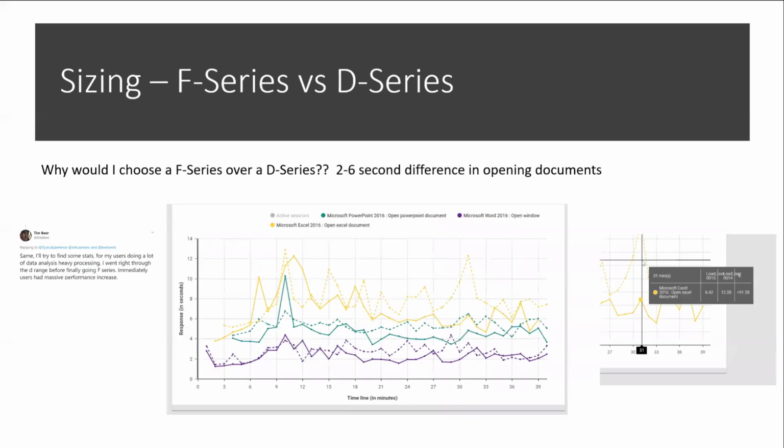So why would you choose an F-series over a D-series? Again, we ran the same workload. We noticed straight away, looking at the statistics, that when you run an F-series, your response time is a lot quicker. Your users will definitely notice it. We're seeing probably anywhere between a 3 and 5 second difference when opening a Word document. Obviously, with more intensive tasks, you'll see an even bigger difference.